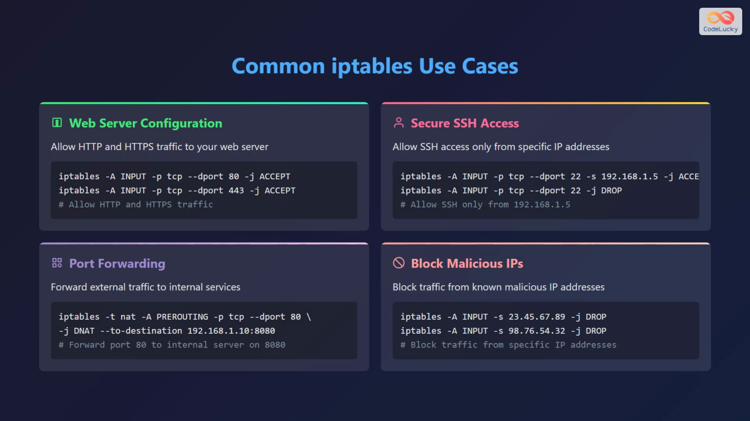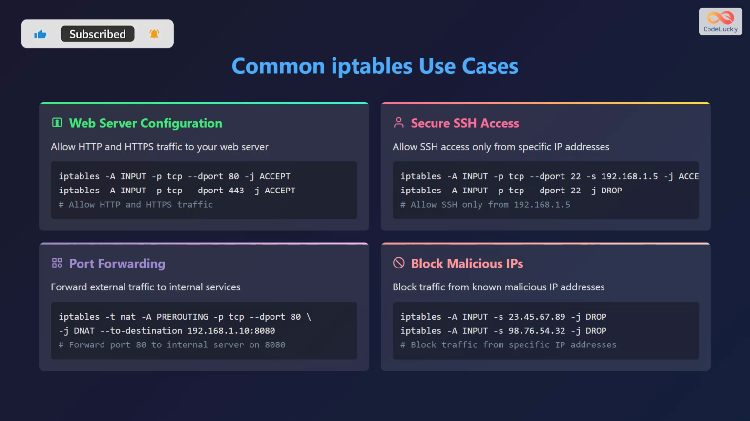Let's explore common iptables use cases. For web server configuration, allow HTTP and HTTPS traffic to your web server with the commands iptables -A INPUT -p tcp --dport 80 -j ACCEPT, and iptables -A INPUT -p tcp --dport 443 -j ACCEPT, allowing HTTP and HTTPS traffic.